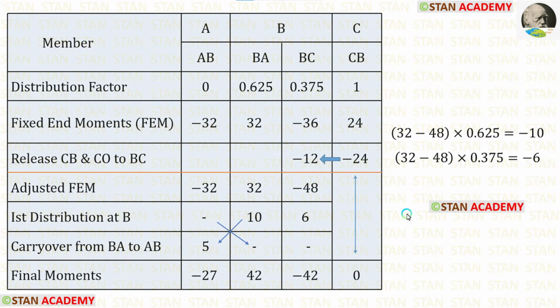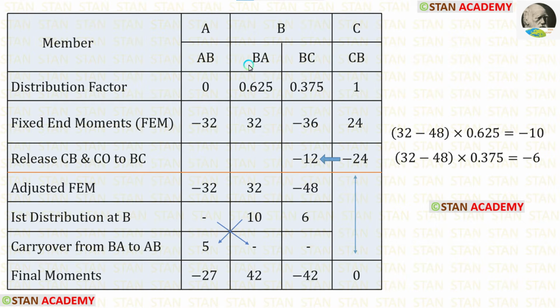Now let us make the first distribution. The distribution can be done only in the joints. In this analysis, there is only one joint, that is joint B. For the joint B, the members are BA and BC. For BA, the fixed end moment is 32. For BC, the fixed end moment is minus 48. For making the distribution, we have to add these two fixed end moments. Then we have to multiply with the distribution factors.